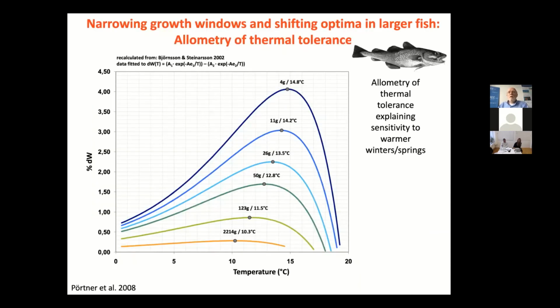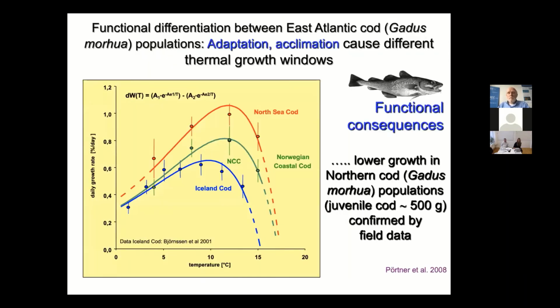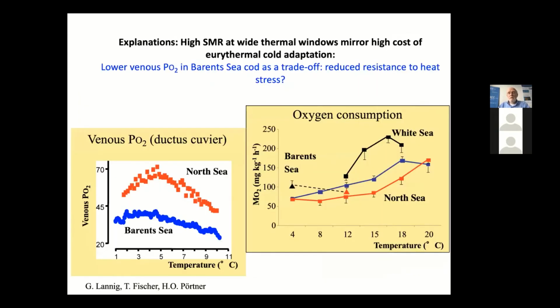This just shows how the allometry plays out for growth windows: how the upper thermal limit is reduced as the fish grows larger, and it's actually more reduced in mature spawners, a hypothesis that is now being confirmed. And we also see here, when we compare fish, and this is Atlantic cod, across latitudes, here North Sea cod, Norwegian coastal cod, and Iceland cod, how the thermal windows and the thermal ranges change. So there is obviously also a role for the place where the fish lives and how the thermal performance curve can be shaped. And this is true for populations within the same species.